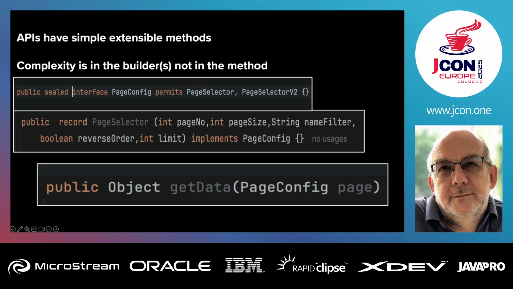APIs certainly have simple extendable mechanisms, right? Complexities in the builder. You don't have to break the API, because if you have an API that returns data, that's all it does. It returns data. There's no mutators on it. It just returns data.